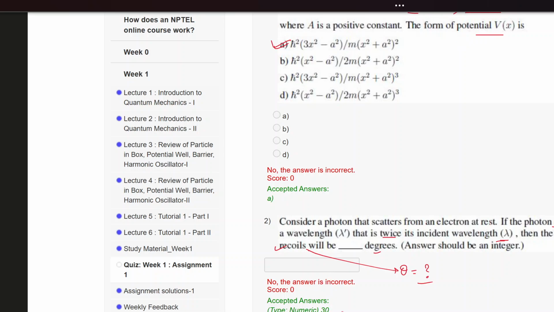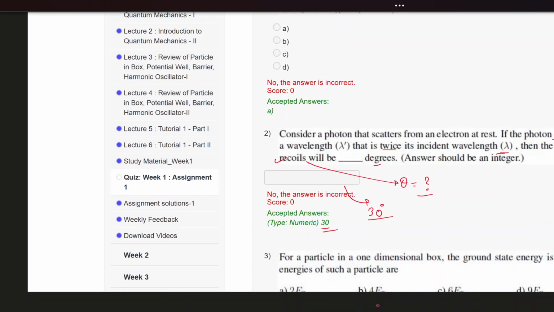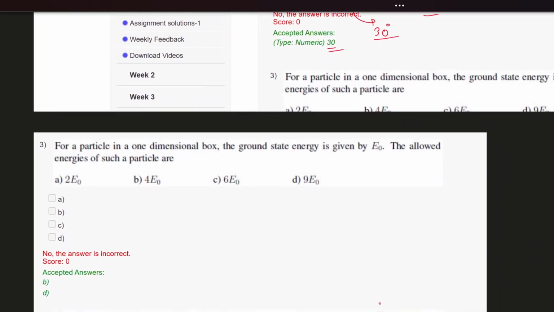So theta, the correct answer, is 30 degrees. Right, so this is done. Now, problem number 3, we go for this.